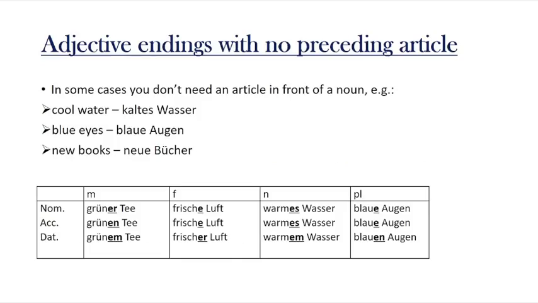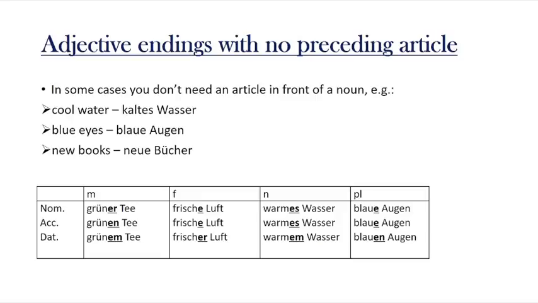And then we have adjectives with no preceding article. So some people call this the adjective-only situation. And we have things like cool water, which is Kaltes Wasser. Blue eyes, Blaue Augen. And new books, Neue Bücher. And as I said earlier on, very often these are plural.